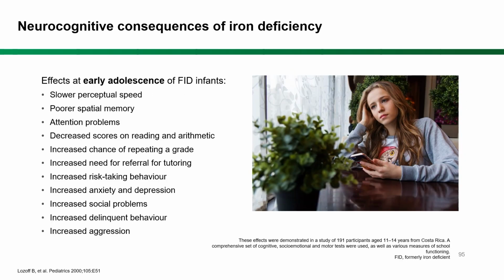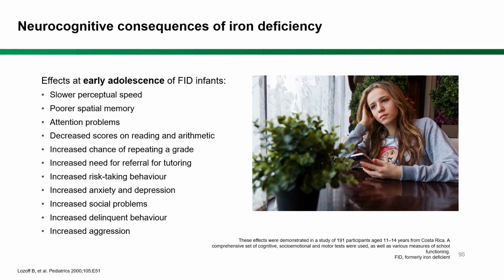Unfortunately, it didn't stop there. In adolescence, or early adolescence, it was noted that they still had slower perceptual speed, problems with memory, attention, reading, mathematics, an increased chance of repeating a grade, needing tutoring, more risk-taking behavior, more anxiety, depression, social problems, even delinquent behavior and aggression was more common in these adolescents who were born of iron-deficient mothers.